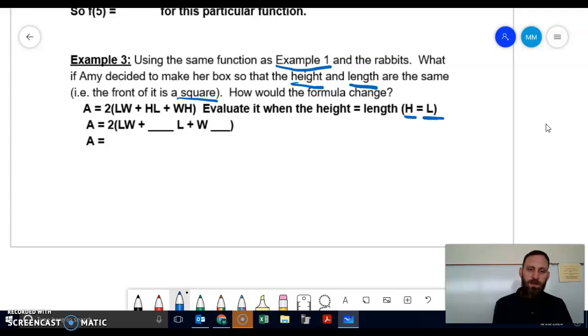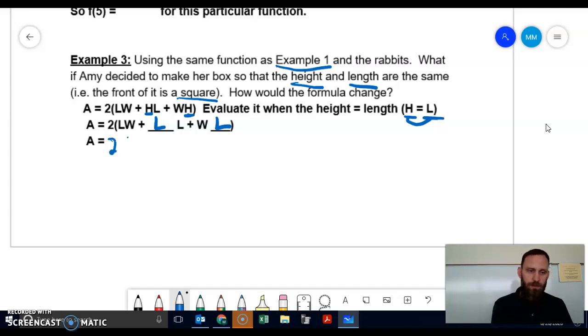So I'm still going to evaluate. I'm still going to put something in for something. Like in the last problem, we put negative 5 in for x. But I'm going to take a variable h out, and since h equals L, I'm going to put L in place of h. So I'm still evaluating, but I'm evaluating using another variable.